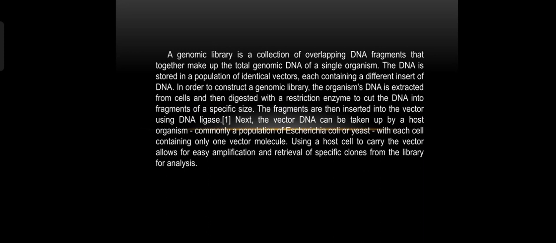It is a collection of cloned segments of the DNA containing at least one copy of every gene from a particular organism. The DNA is stored in a population of identical vectors, each containing a different insert of DNA. In order to construct a genomic library, the organism's DNA is extracted from the cells and then digested with restriction enzymes to cut the DNA into fragments of a specific size. The fragments are then inserted into the vector using DNA ligase.